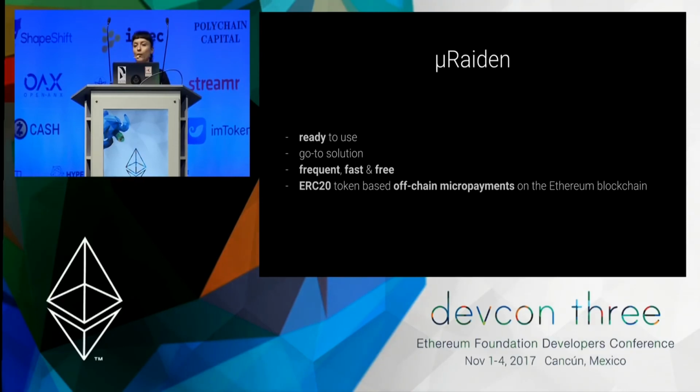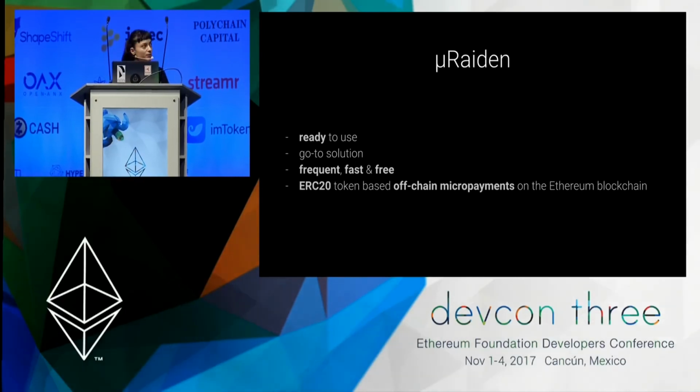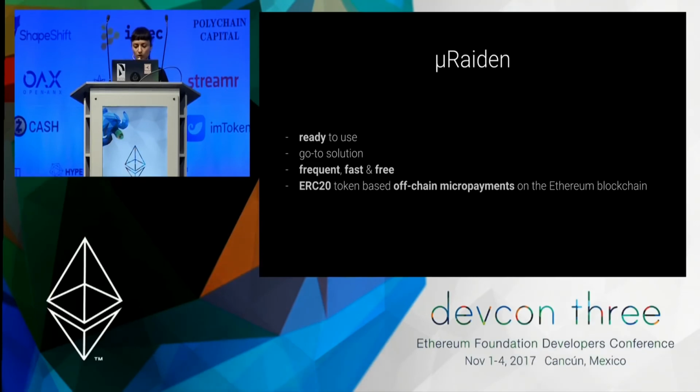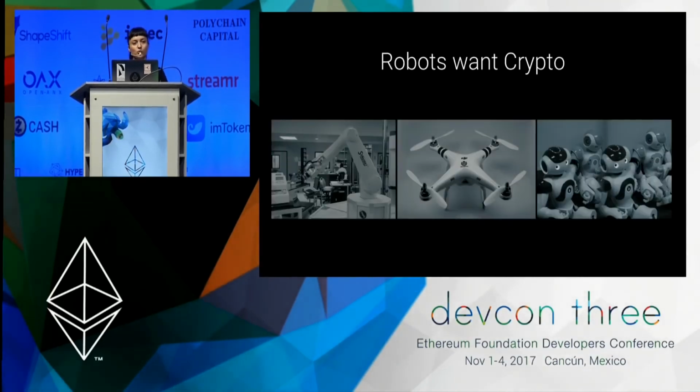In conclusion, MicroRaiden is ready to use. It is the go-to solution for frequent, fast, and free ERC-20 token-based off-chain micropayments on the Ethereum blockchain. And don't forget, robots also want crypto.